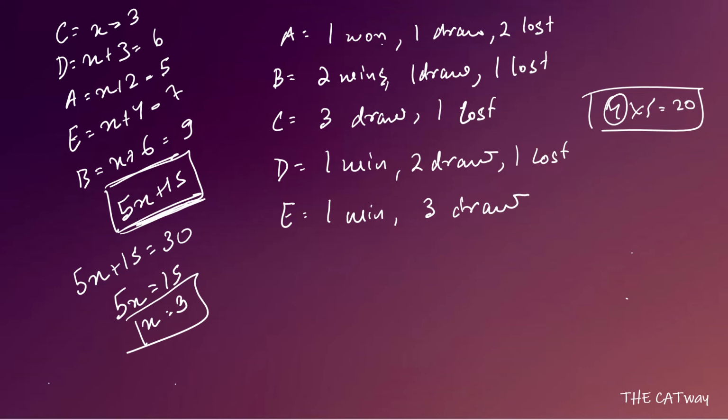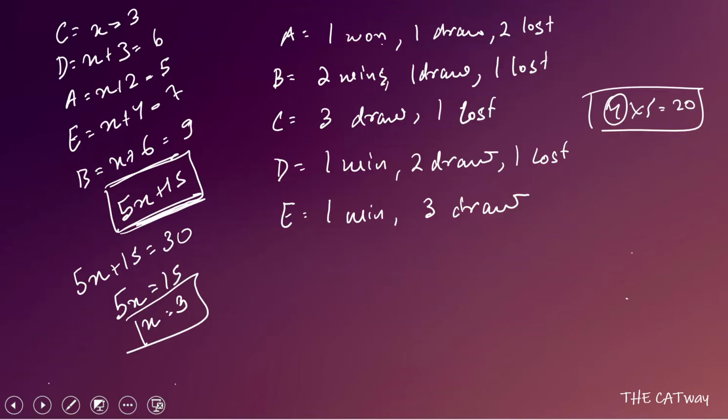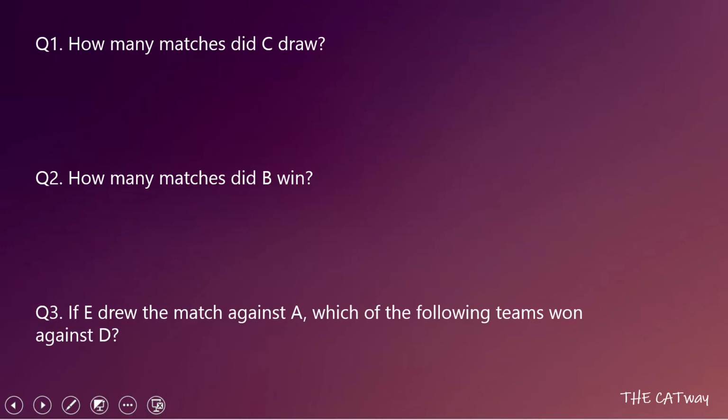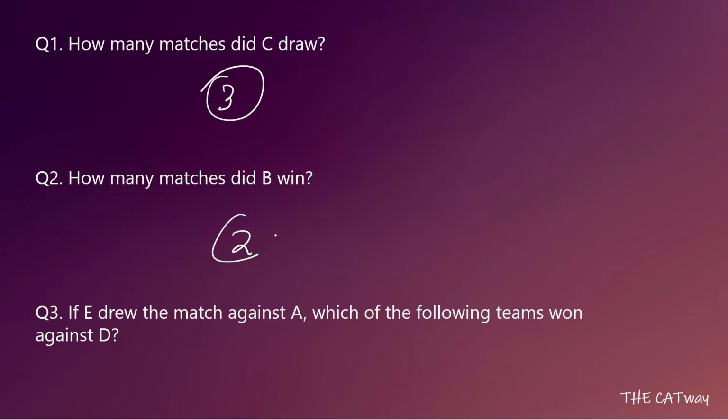So now let us move towards the questions. The first question is, how many matches did C draw? So the number of matches that C played as a draw is 3. Correct answer will be 3. How many matches did B win? So the number of matches that B win is 2. So the correct answer will be 2. Now the third question, if E drew a match against A, which of the following teams won against D?